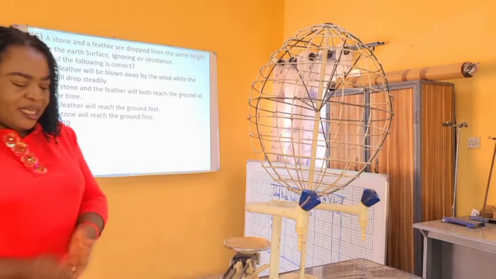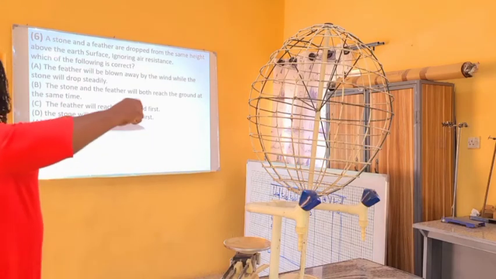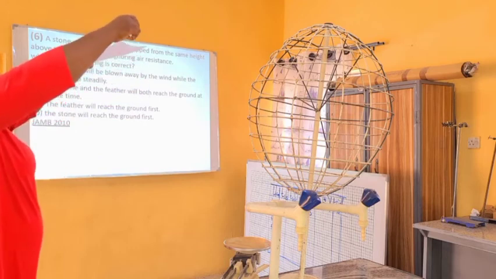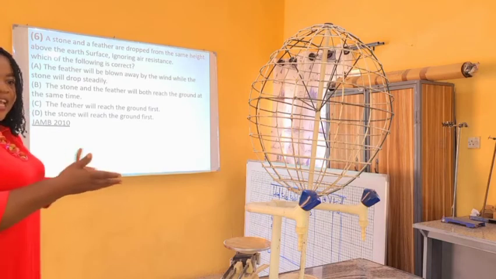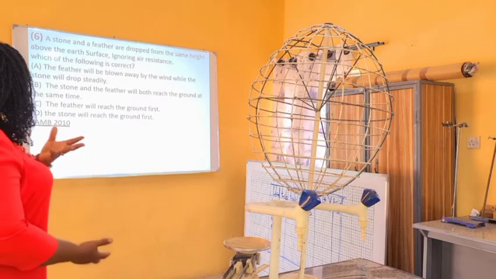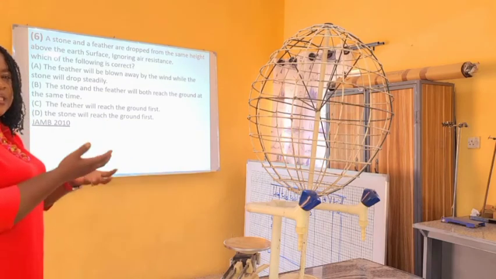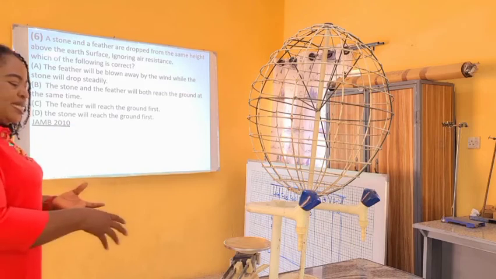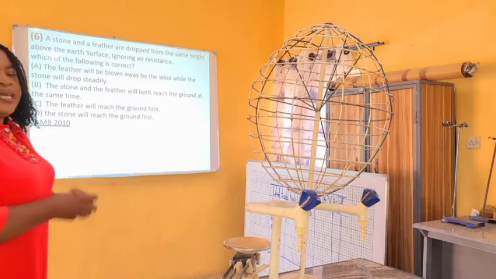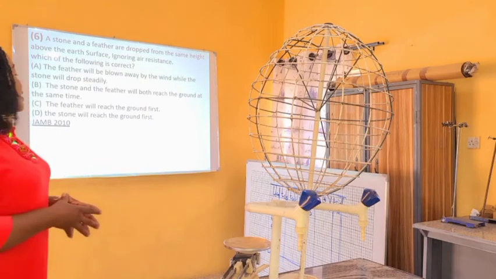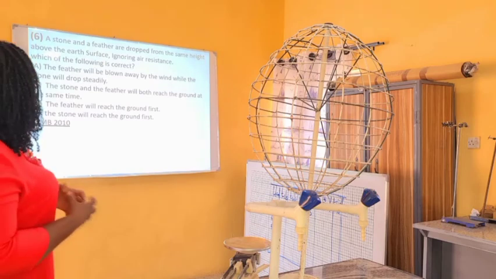Now let me use the crumpled and uncrumpled paper. If I drop these two from this height, you notice that, look at the uncrumpled paper, still flying. The air is offering an opposite reaction, like friction, to it, making it impossible for it to land, while the crumpled paper will land first. But when you remove the air resistance, you notice that the two will land at the same time. So let's see the options there.